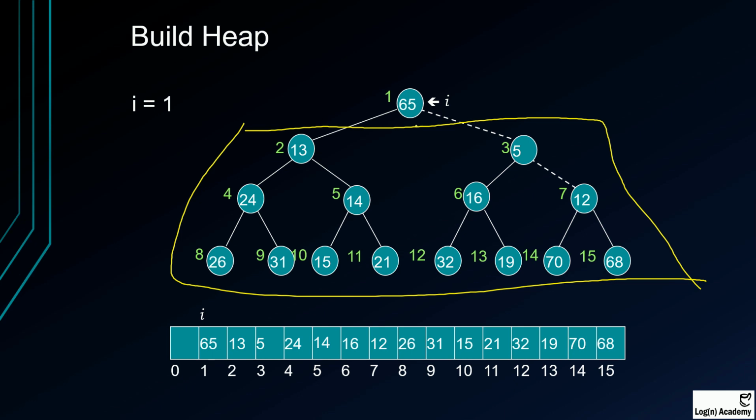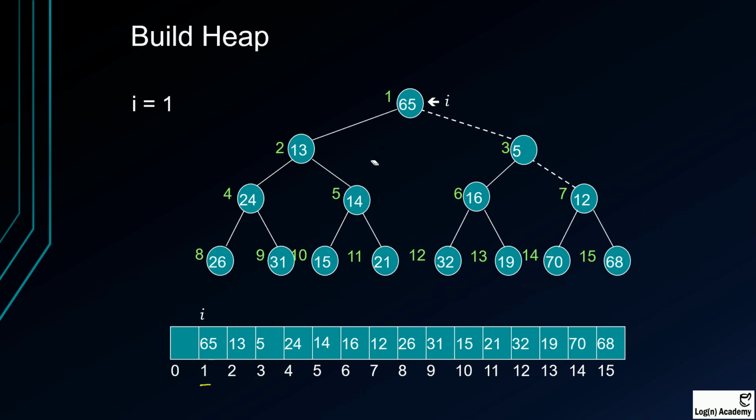Now we have the root node, and our I is standing at index 1. As you can see, with the root node we will first check, is 65 greater than 13 or greater than 5? It's greater than both the values, but the least one is 5. So we will first make a swap with 5, and then from here we will make another swap with 12. Because 65 is not greater than 68, it will not be swapped with 68. And now we have our min heap ready.